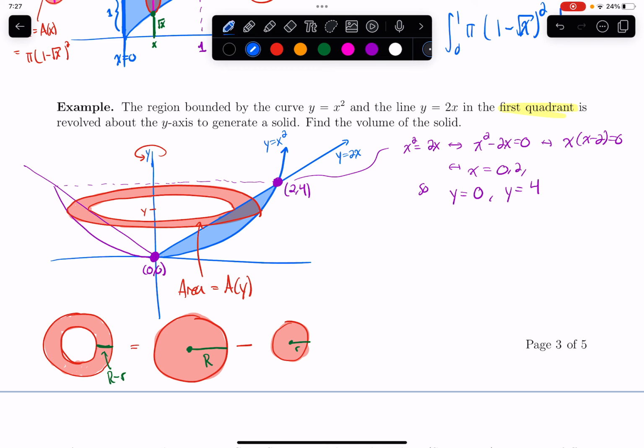So I can tell right off the bat that the volume here is going to be a dy integral, and it's given by the area of this big circle minus a little circle, and I'm integrating from 0 to 4, it would seem. And the way I'm going to think about this is I'm actually going to take the volume of the big circle minus the volume of the little circle. So I'm going to think of this as the integral from 0 to 4 of pi big R squared minus pi little r squared dy.